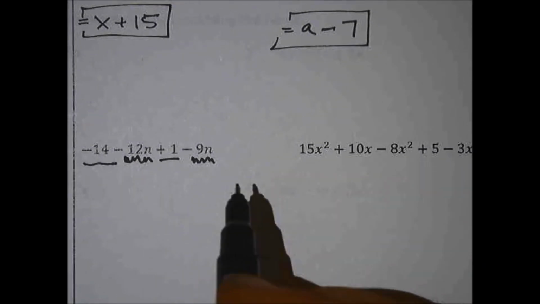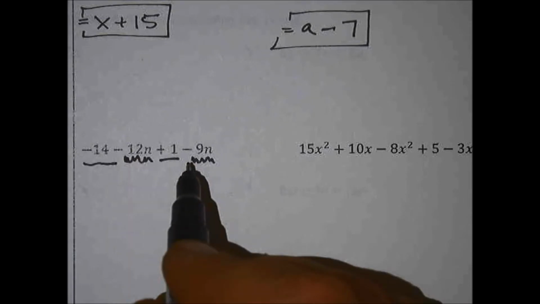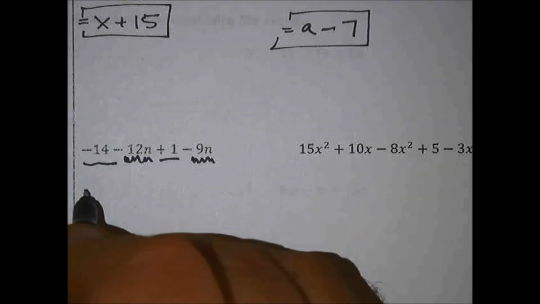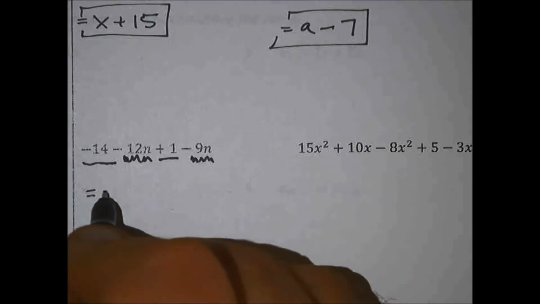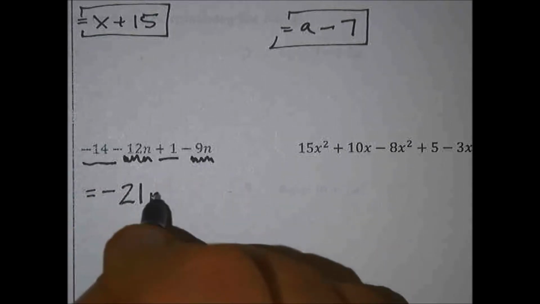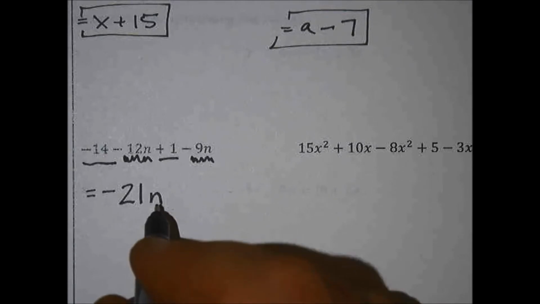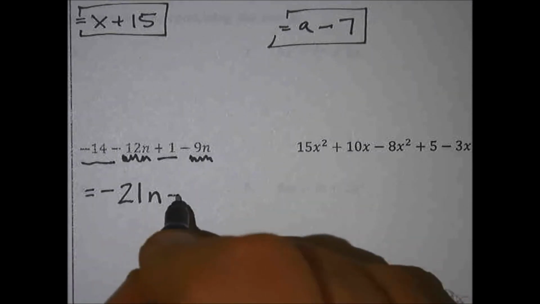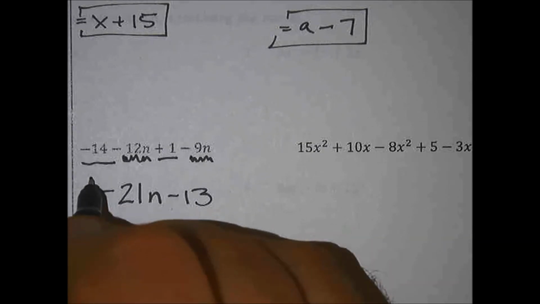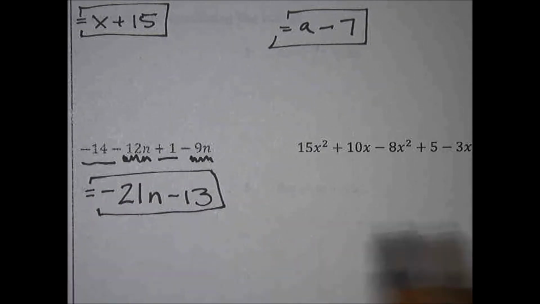So let's start off with the n's. I have negative 12 and negative 9. That's going to end me up with, I'm just going negative 12 minus 9, just negative 21. So I have negative 21 n's, and then negative 14 plus 1 is negative 13. That's my answer. Real easy.